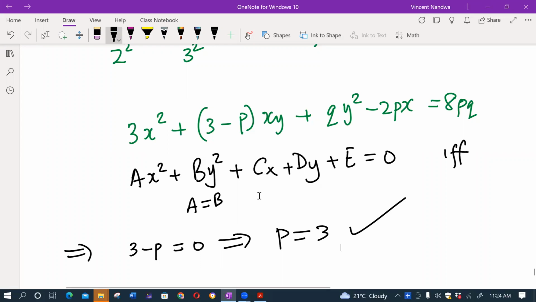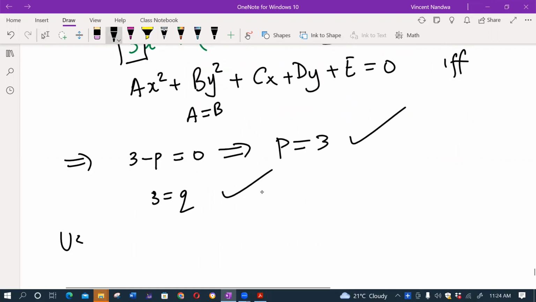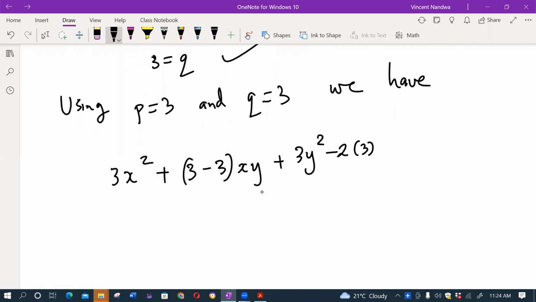Now, another condition for this to be a circle: the coefficient of x squared must always be the same as the coefficient of y squared. So 3 must be the same as q. So the value of q is 3. So using now these two values, p equals 3 and q equals 3, the equation will be 3x squared plus (3 minus 3)xy plus 3y squared minus 2 times 3x equals 8 times 3 times 3.